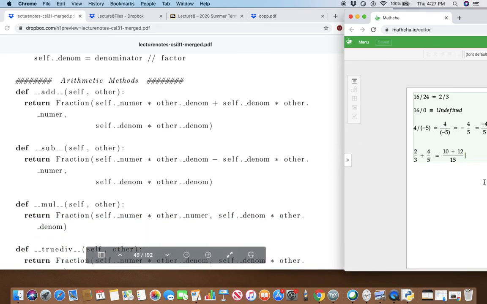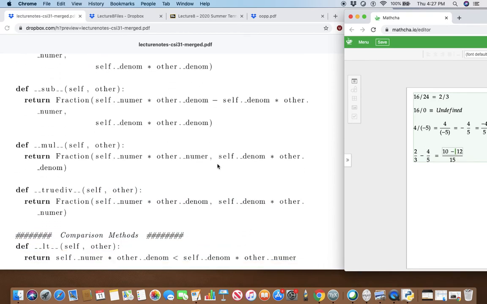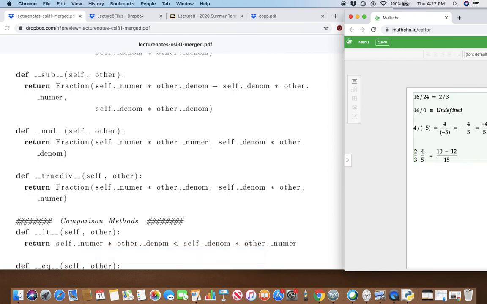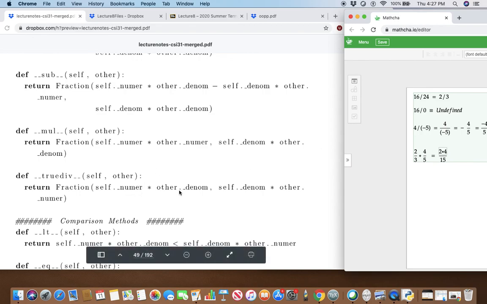Likewise, subtraction. How do you subtract? Well, if I have to subtract, I just have to subtract here. Everything else is the same. How do I multiply one fraction with the other? Well, that's easier. Multiply the numerators, multiply the denominators.